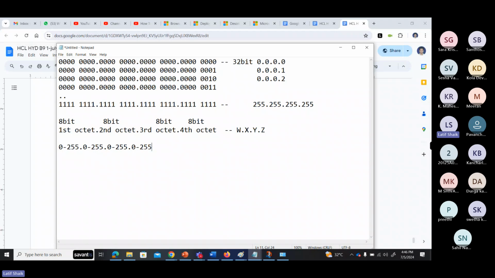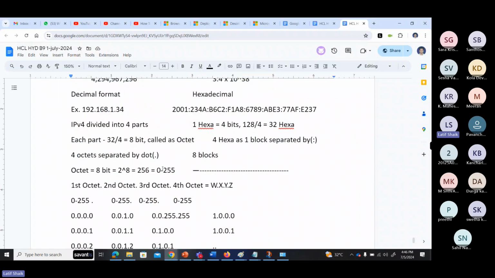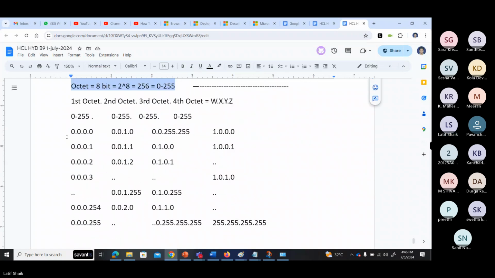Guys, any octet is not more than 255. The IP address starts from 0.0.0.0 and the maximum, the last one, is 255.255.255.255. This is the range. So any octet is not more than 255. This is the starting one, and this is the last one.